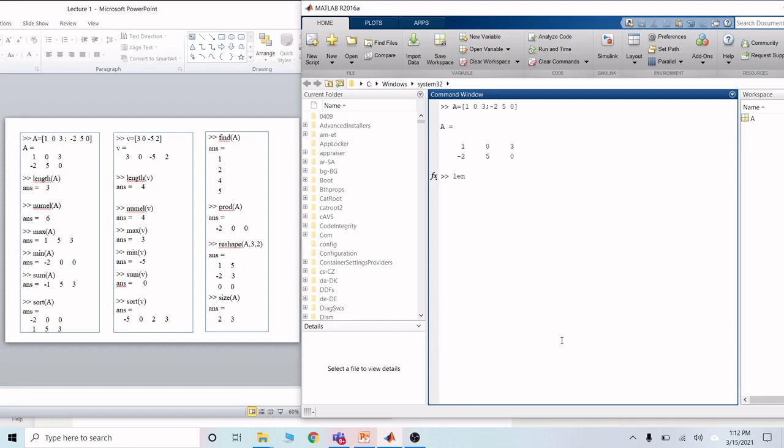length(A) means the number of columns. How many columns? 3. Length of A is equal to 3. Length will count the number of columns.